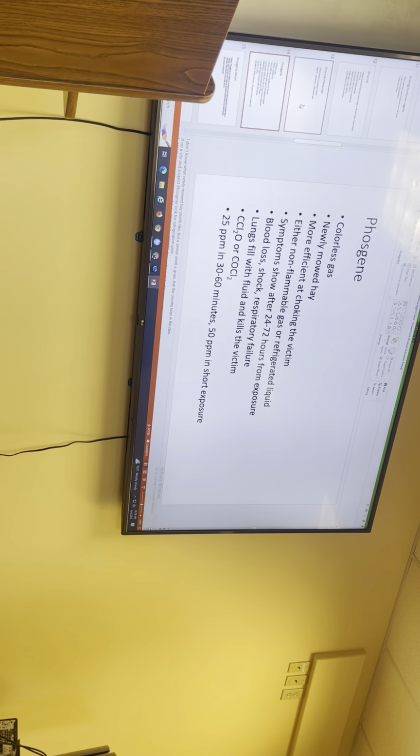All right. Lethal: 25 parts per million in 30 to 60 minutes. 50 parts per million in short exposure. So if you're only exposed for a short time, you need more of it to kill you. But over a longer period, it can just be sitting around. And since it's odorless, and I don't know what newly mowed hay smells like, I'd probably die.